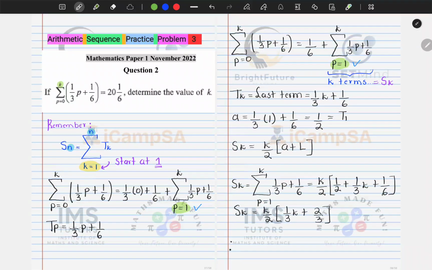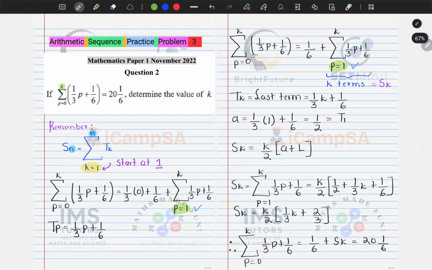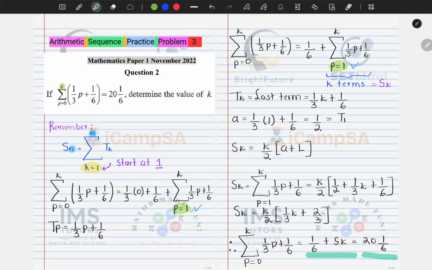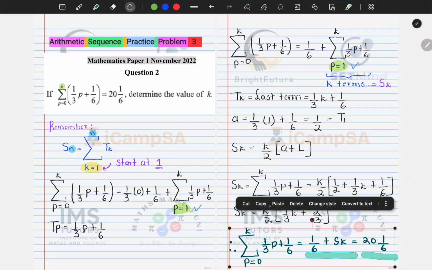Now we can go ahead and start evaluating our sum to what it is equal to. So if you look carefully, we have p is 0 up until k, we have 1 over 3p plus 1 over 6, of which this will just be 1 over 6 plus sk. We know what sk is, we'll use it to solve for k, but we are given that this is all equal to 1 over 6. So we'll go to the next page and then start worrying about these two. So this must be equal to that. We just need to solve for the k from this expression.